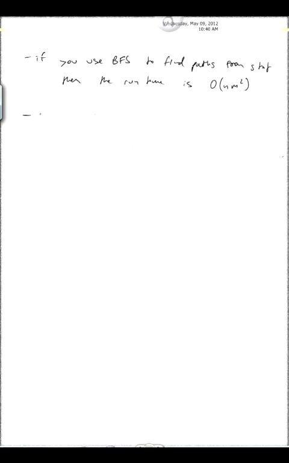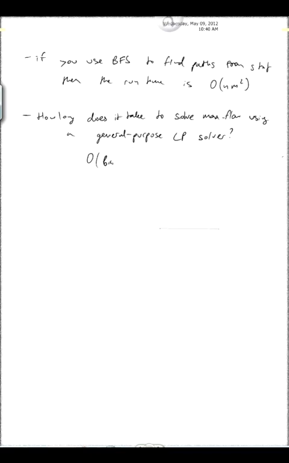But let's compare it with how long it takes. So how long does it take to solve max flow using a general purpose LP solver? Well, a general purpose LP solver is O of big times small squared. So we just have to figure out what big and small are for the max flow problem.